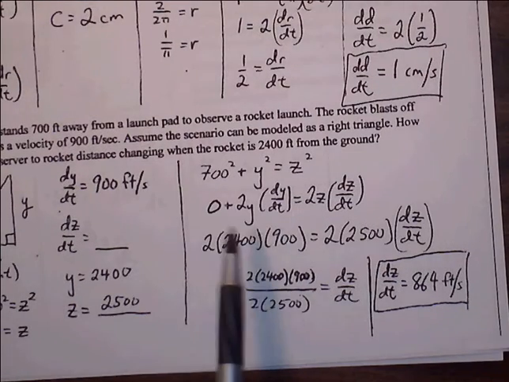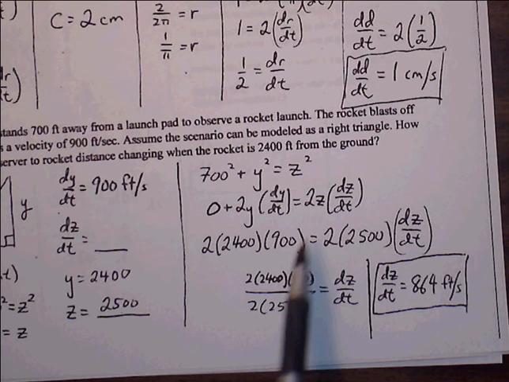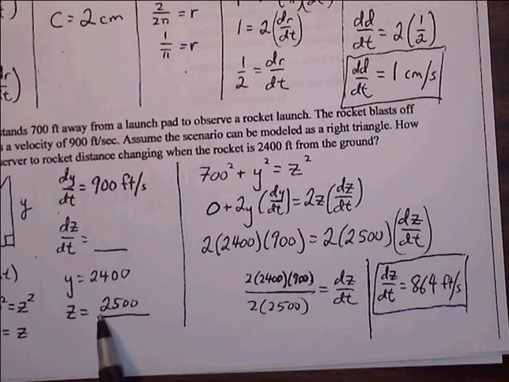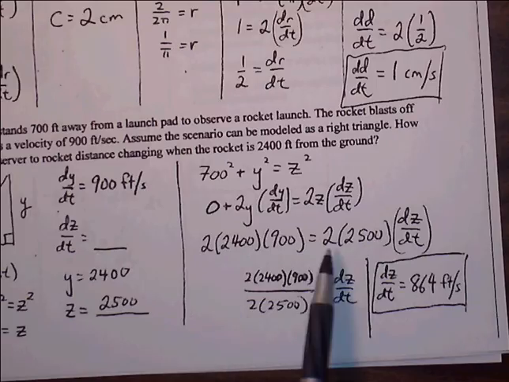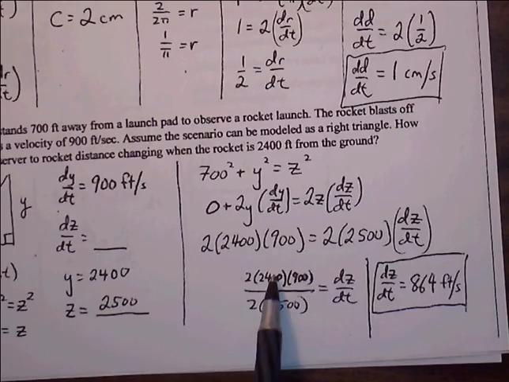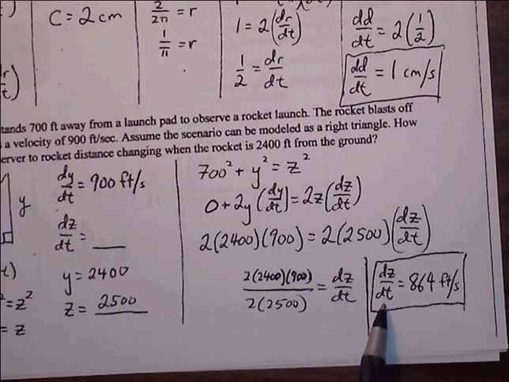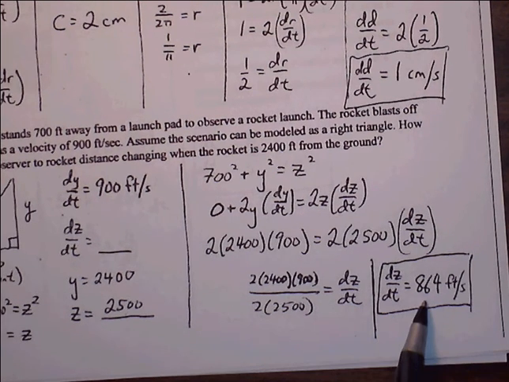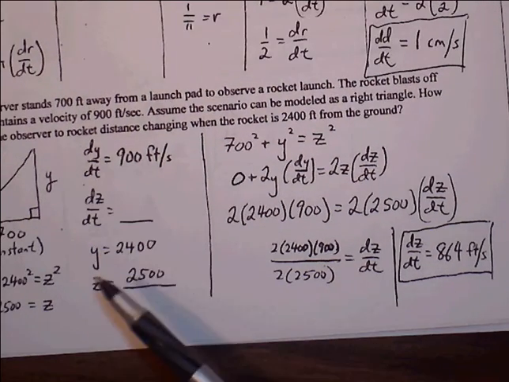Now we can just plug everything into our differential equation here. y gets replaced with 2,400. dy/dt becomes 900. z, which we just found through the Pythagorean Theorem, is 2,500. And now the missing variable is dz/dt. Now we can just use our calculator to solve this. Divide the 2 and the 2,500 over. The 2's cancel out, and the rest we can reduce with the calculator. So dz/dt, which is the rate of change between the observer and the rocket, will be 864 feet per second at the moment where the y value is 2,400 feet.